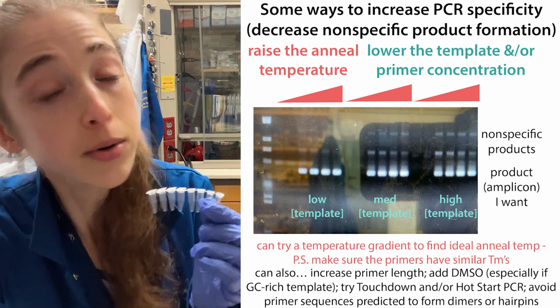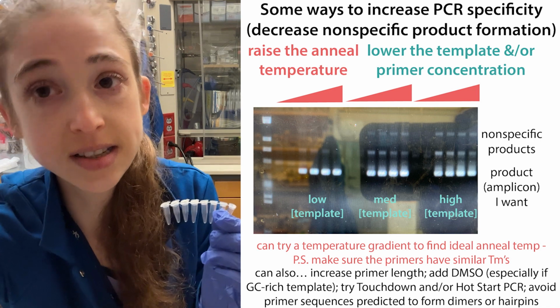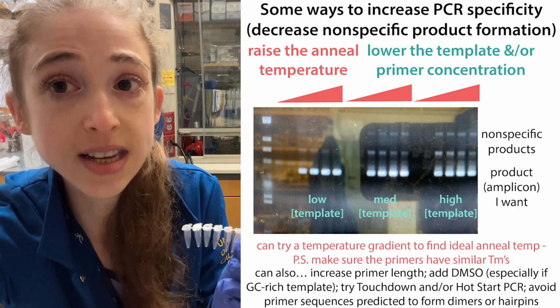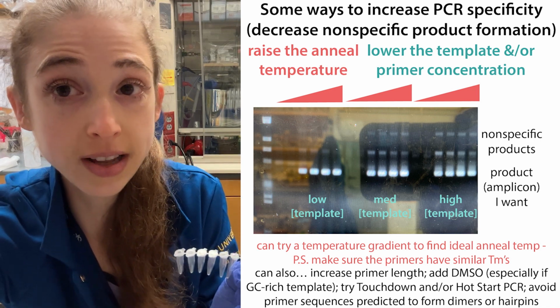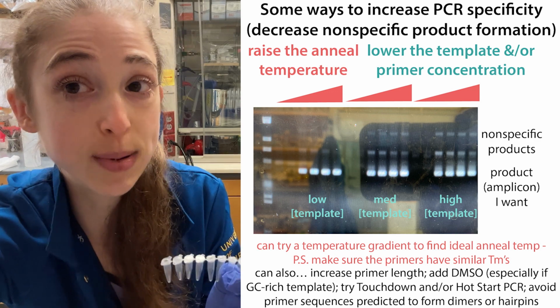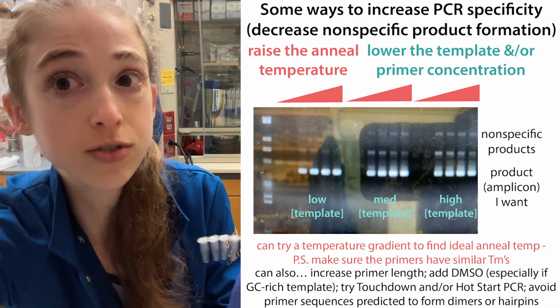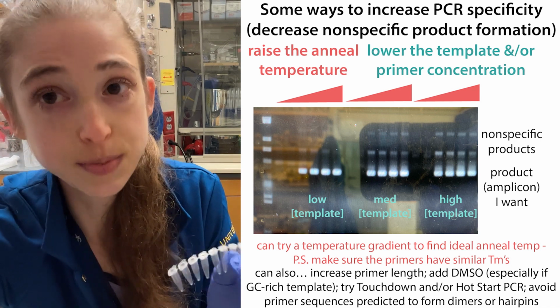I don't know about you, but I hate when I run a PCR reaction and then I go and check the gel and I see multiple bands instead of that one nice band that I want to see, representing my amplified product of interest. But don't worry, there are things that you can do to increase the specificity of your PCR reaction. It might be a pain to optimize and troubleshoot, but it is possible.